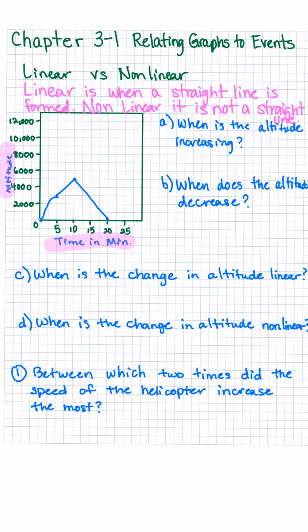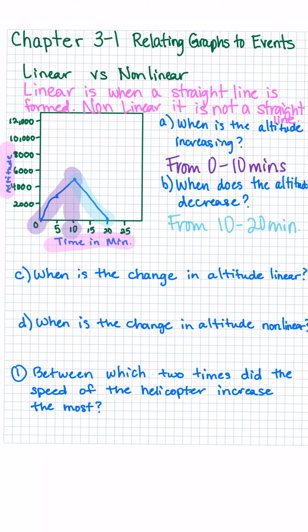So when is the altitude increasing? If we look from here to here, it's all on an increase. It's going up. So this point right here is 10. So when is the altitude increasing? From 0 to 10 minutes. When does the altitude decrease? It goes down from 10 to 20 minutes.